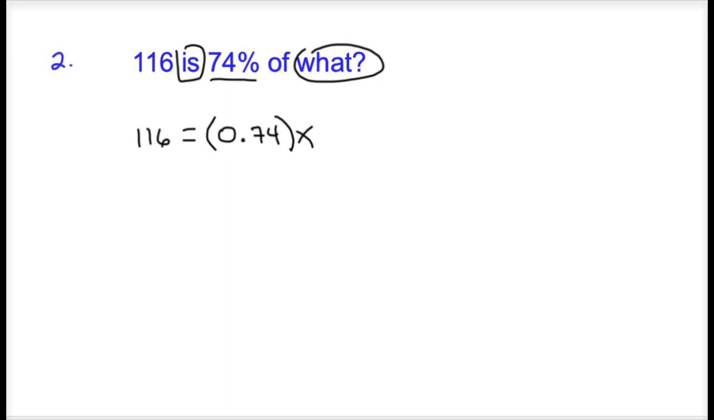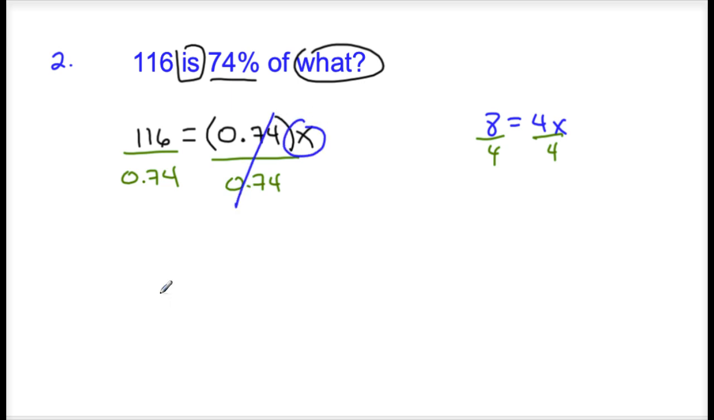So now I have a one-step equation. 116 equals 0.74x. Very similar to 8 equals 4x. How do I solve for 8? Divide by 4. How do I solve for x? Divide by 0.74. What I do to one side, I do to the other side. My 0.74 over 0.74 will simplify, leaving me with just x. So x equals 156.76. Excellent.